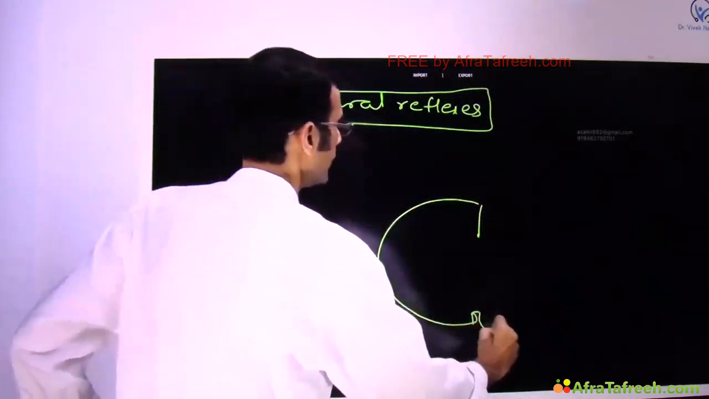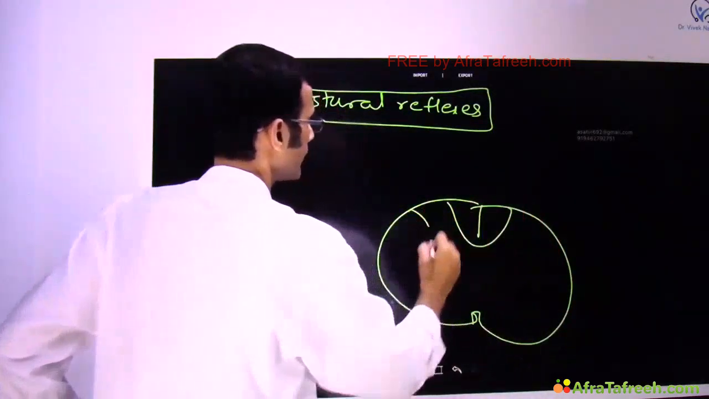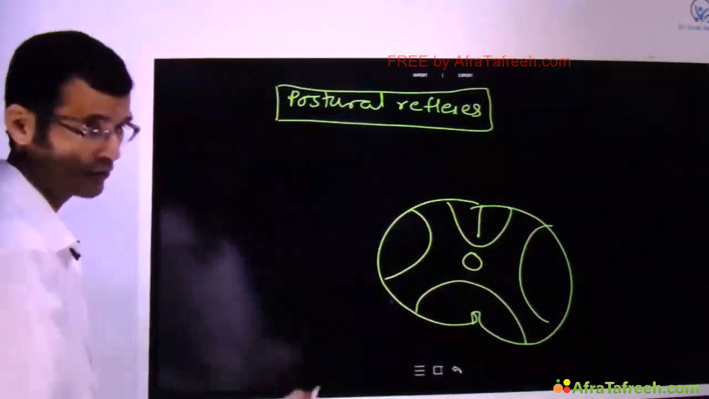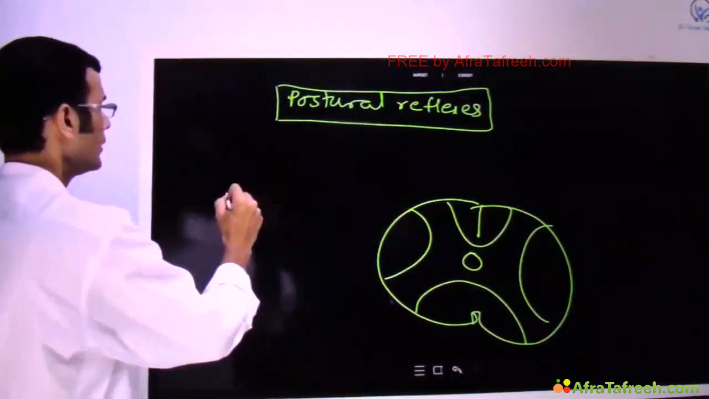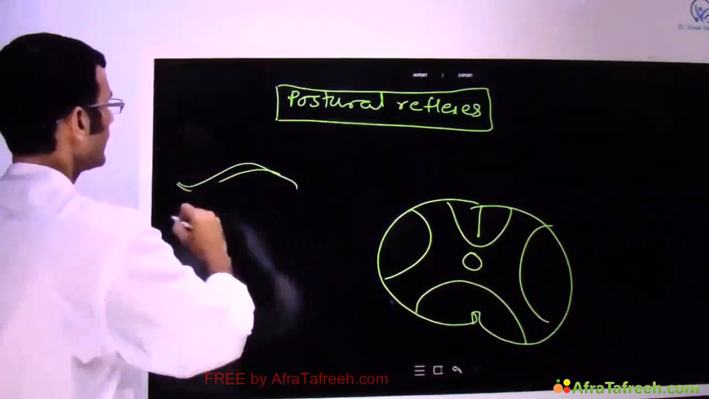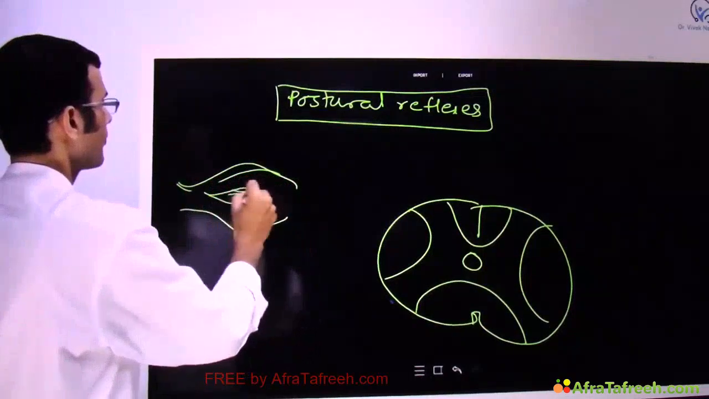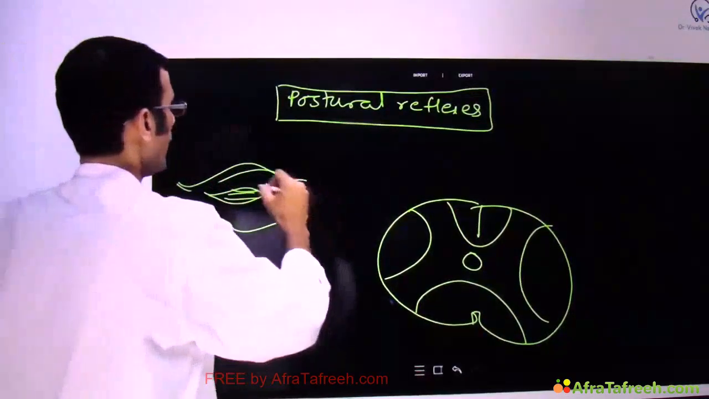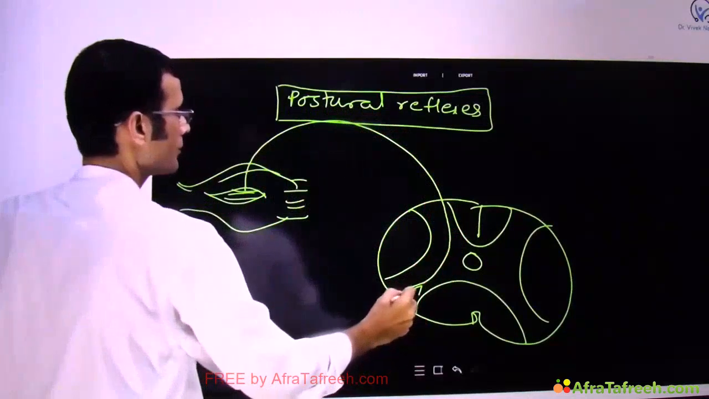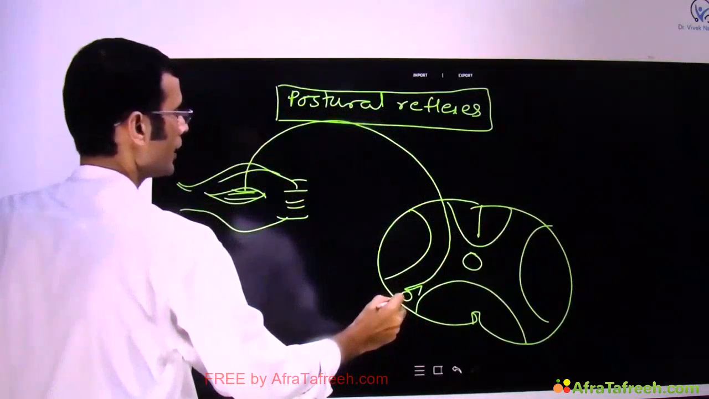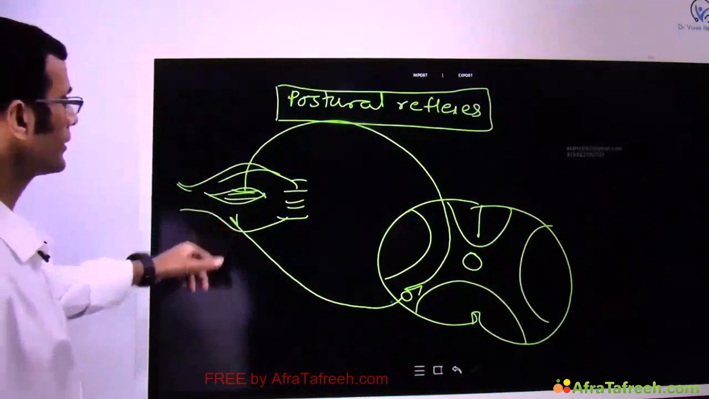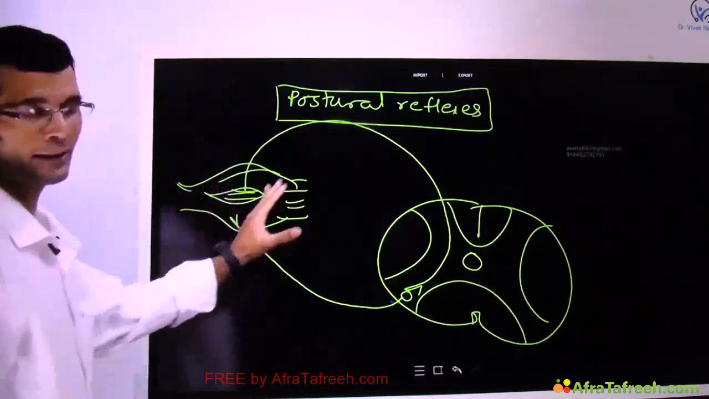We have already discussed the stretch reflex. The knee jerk is a stretch reflex, for instance. The muscle spindle is the receptor for it, and the primary or 1A afferent arising from it enters the spinal cord and ends on the alpha motor neuron. The alpha motor neuron goes back and innervates the extrafusal fiber. This is the circuitry for the stretch reflex.